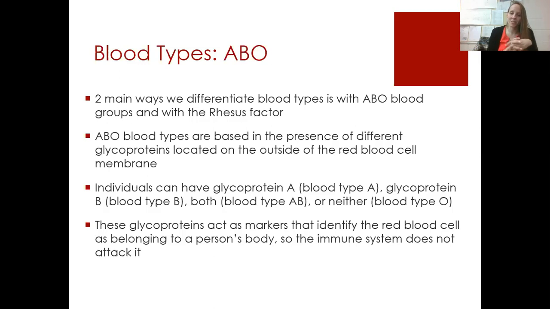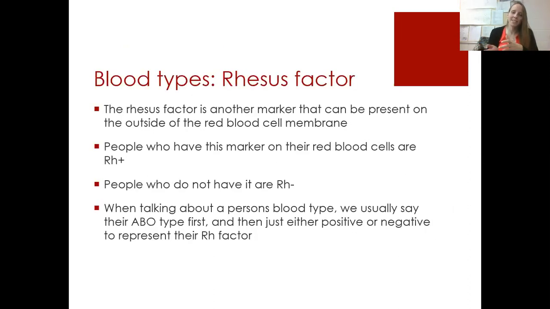And yeah, these are just little markers on the outside of your red blood cell. They identify your red blood cell as something that belongs to you so that your immune system recognizes it as something that belongs to you and doesn't attack it. And then the rhesus factor works similarly. It is just a single marker that is sometimes present on people's red blood cells. The people who have the marker are Rh positive. If you don't have that marker, you're Rh negative.